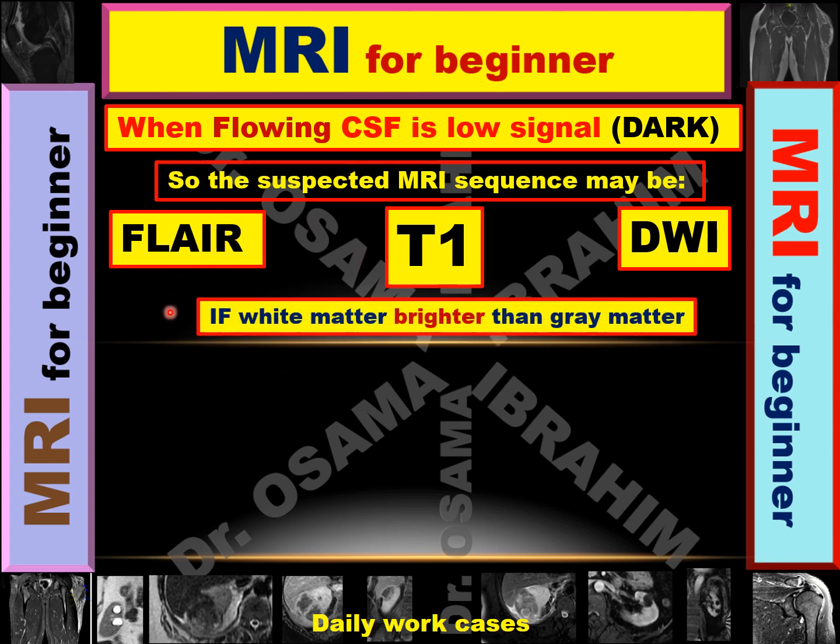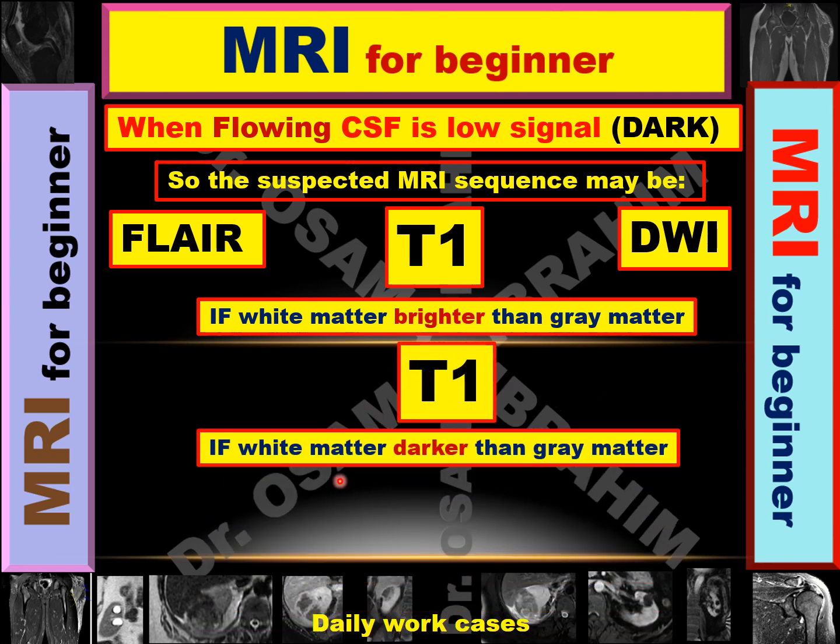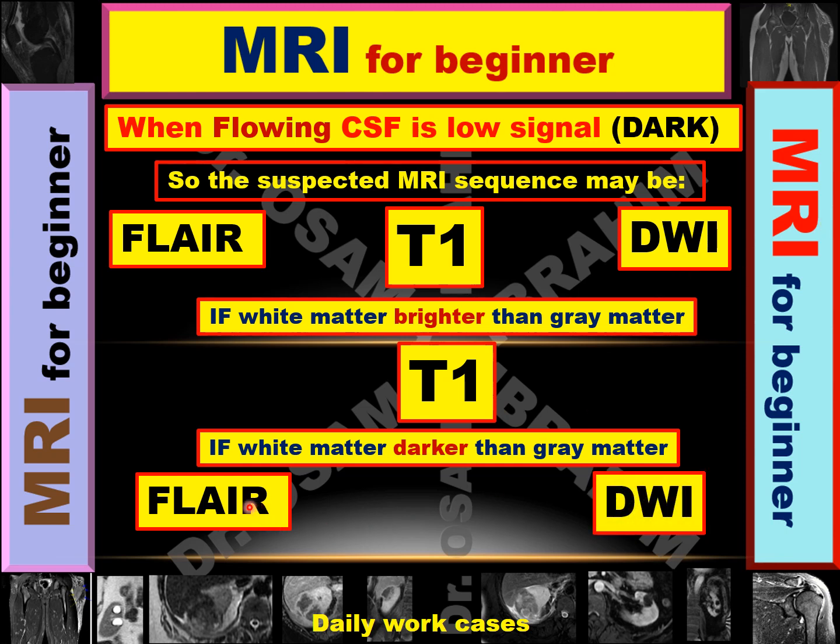Going now to the next step: white matter. Look at white matter. If white matter is brighter than the gray matter, the sequence is T1. However, if white matter is darker than the gray matter, the sequence may be FLAIR or diffusion weighted image. FLAIR shows clear details and outline. However, diffusion weighted image has a hazy outline. This is how, by imaging, you can differentiate between FLAIR, T1, and diffusion weighted image when CSF appears dark.